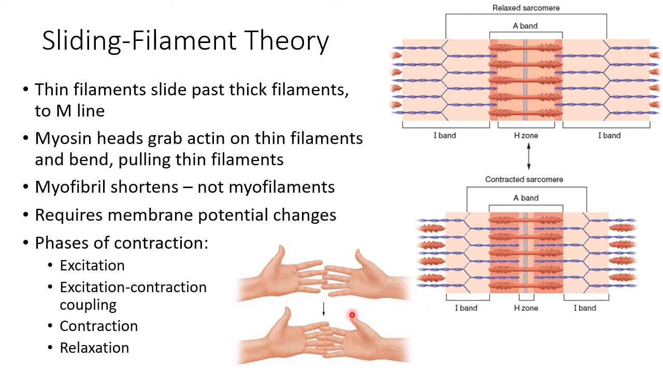And it's basically like your fingers. If you were to interweave your fingers and then move them closer together, you can imagine that on one hand you have the thick filaments, on the other hand you have the thin filaments, and then they're moving together.